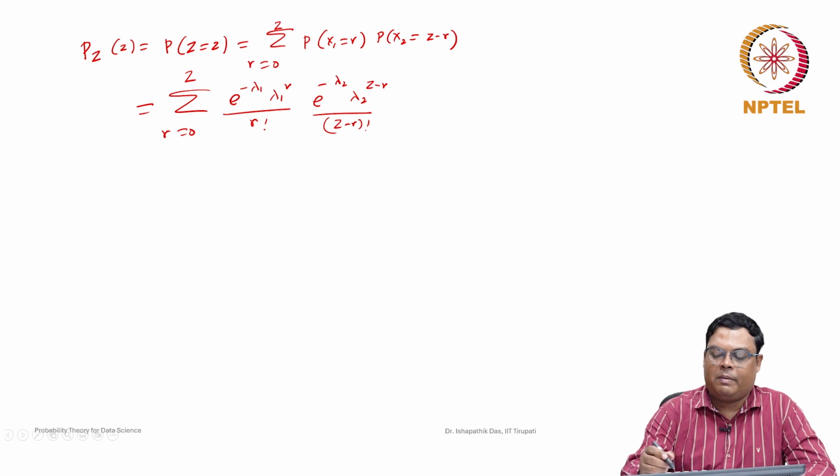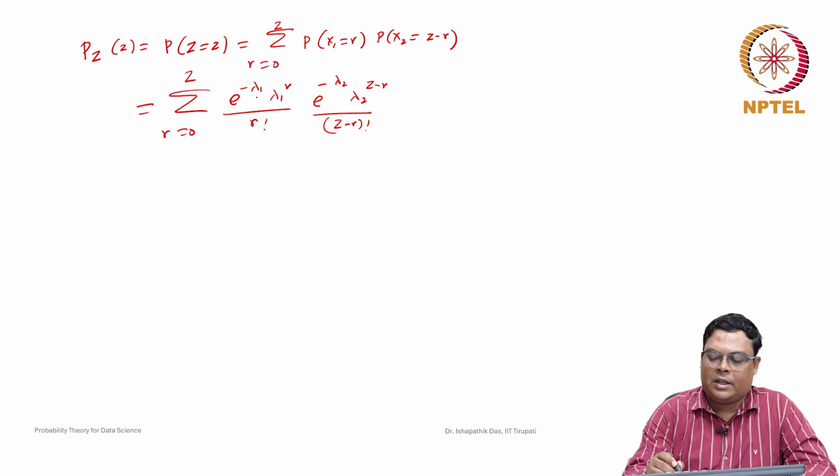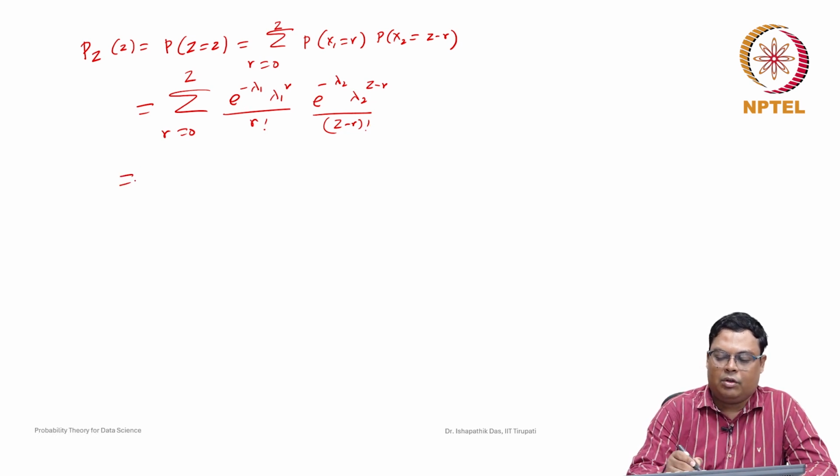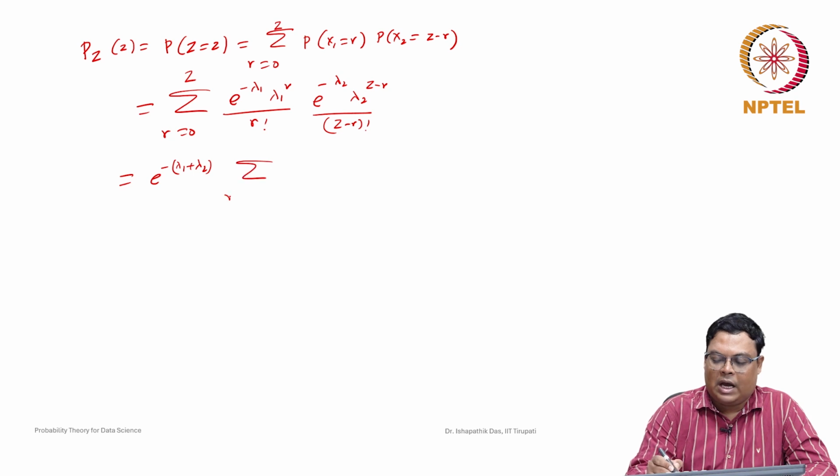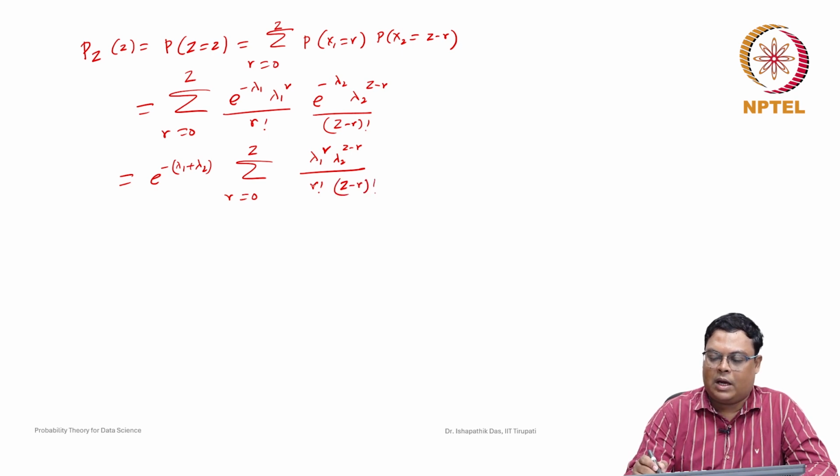Now we want to simplify this. So this is e to the power of minus lambda 1, e to the power of minus lambda 2. So e to the power of minus (lambda 1 plus lambda 2) is independent of r, so it comes outside the summation. Now the summation of r equal to 0 to z of lambda 1 to the power r, lambda 2 to the power z minus r, divided by r factorial and z minus r factorial.